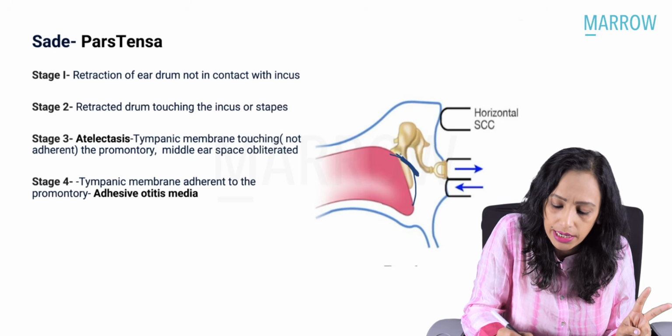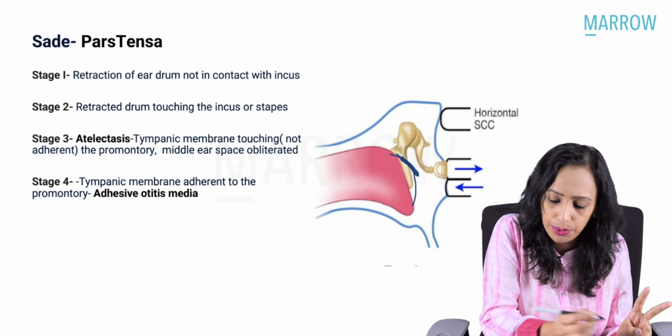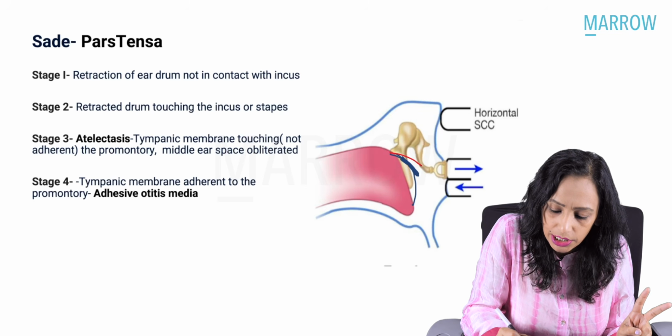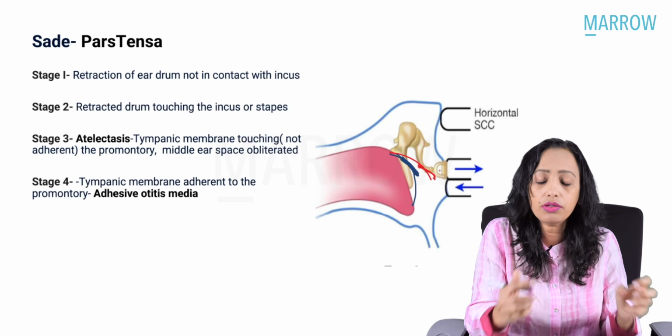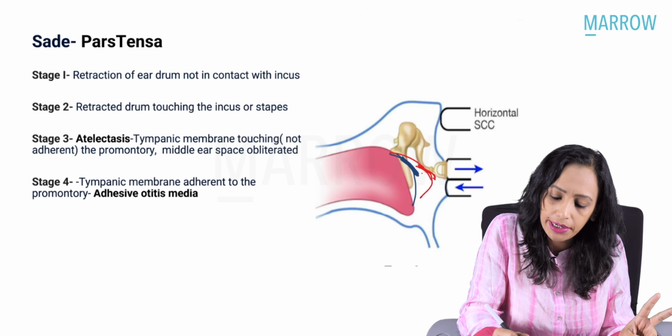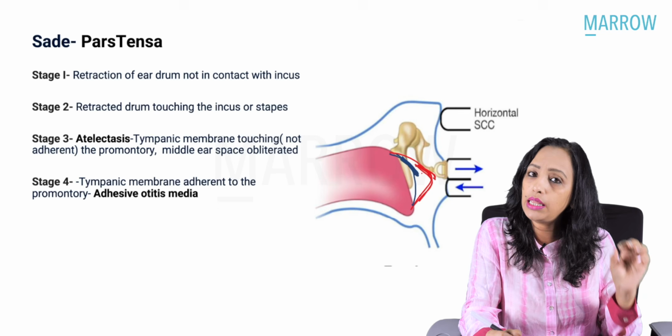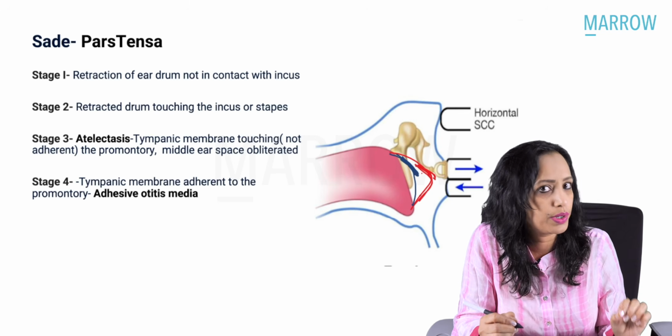So now it is touching the, let me draw it with a different color. Yes, now it is touching the incus, or we can see that the incus and the stapes, they articulate. So it can be touching either only the incus or it can be touching the stapes. Either is stage 2. Is that clear?